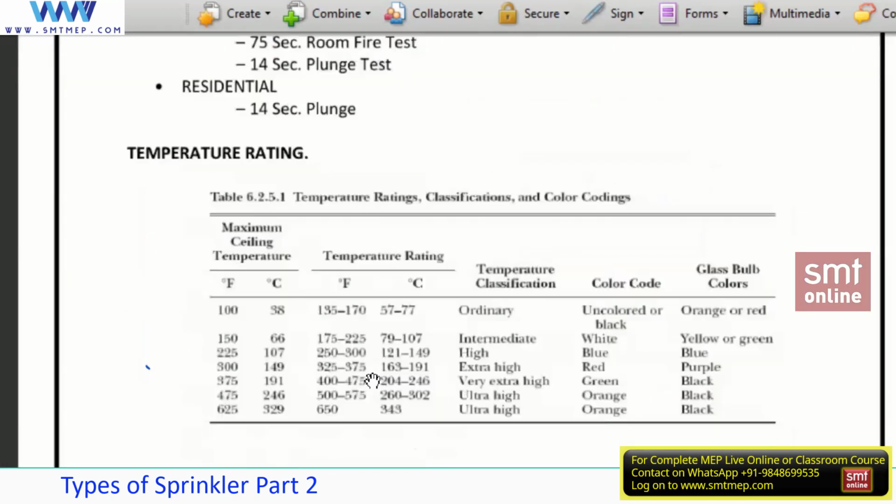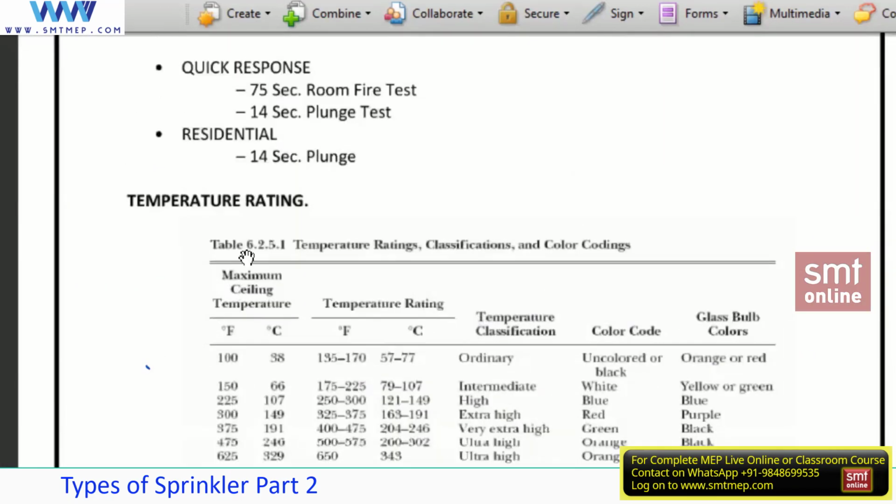Let me quickly open this. You see here the thermal temperature rating. This table is taken from NFPA 13. All the tables are from NFPA, and this is from NFPA 13 because we are talking about the sprinkler system, right? Table 6.2.5.1, temperature rating, classification and color coding. Just for your information, maximum ceiling temperature means application temperature, say 38 degrees centigrade. Ceiling temperature means the space temperature, a maximum of 38, like in residential or office, which will not go more than this. Anyhow, with conditions, you'll get less than this. This is the maximum ceiling temperature.